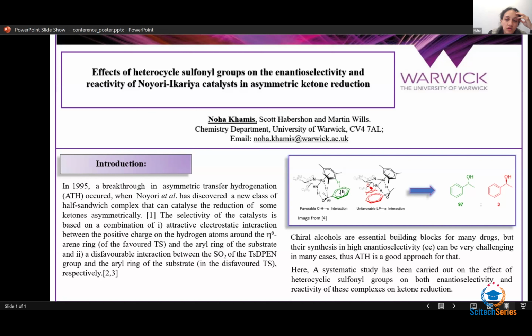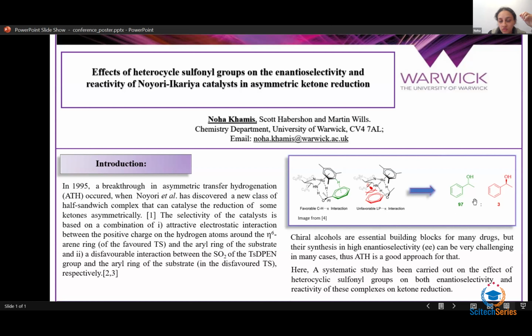This kind of catalyst operates through two interactions: an attractive electrostatic interaction where the aryl ring of the ketone interacts with the aryl of the catalyst. For the opposite side, if the alkyl or aryl group from the ketone is on that side, there will be a little repulsion between the electron density of the aryl ketone and the lone pair of the sulfonyl dioxide, the SO2 group. If the ketone interacts this way, it will give 97%. But there is also a chance of the unfavorable interaction between the ring and the lone pair, which will give around 3%. The difference between them gives the EE, which represents the enantioselectivity of this catalyst.